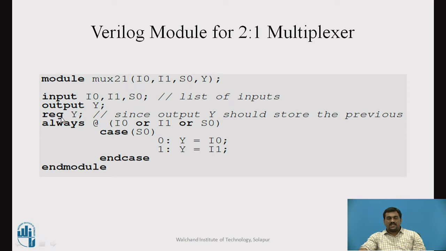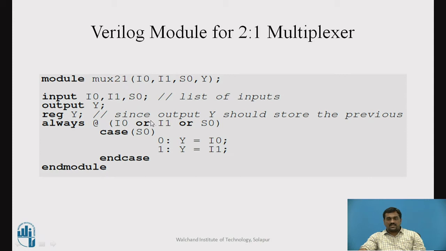Here one can see that the output Y is represented as a reg data type. Why? Since the output Y should store the previous value unless the next value is assigned to it, that is why it is defined as a reg data type. Then we write the always block. The always block is the block which is always going to get executed continuously. It's like a while(1) in C programming. So always, and there we provide the symbol @, and inside the bracket we provide a statement.